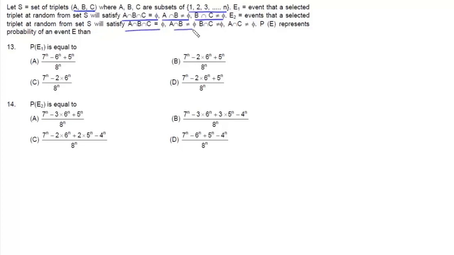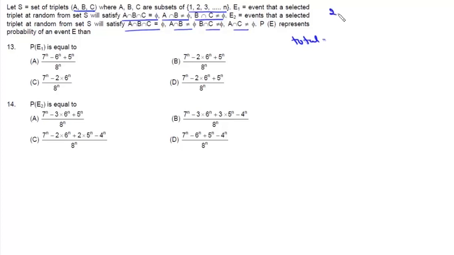Now A intersection B is unequal to ∅, B intersection C is unequal to ∅, and A intersection C is also unequal to ∅. Now P(E) represents the probability of an event. Find the probability of E1, where A intersection B intersection C is empty, but A intersection B is non-empty and B intersection C is non-empty.